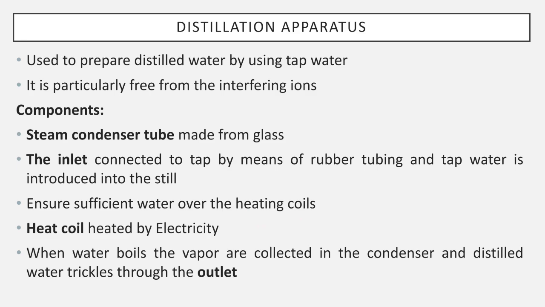So the components of the distillation apparatus are a steam condensation tube made from glass, and the inlet connected to the tap by means of rubber tubing, and tap water is introduced into the still, and ensure sufficient water over the heating coils. Next, the heat coil is heated by electricity. When the water boils, it converts to vapor, the vapor is collected in the condenser, and the distilled water trickles through the outlet, where it is collected.